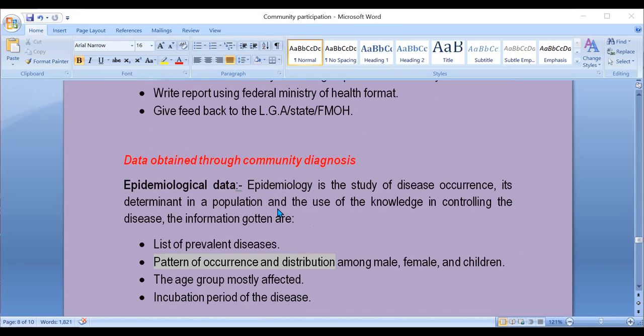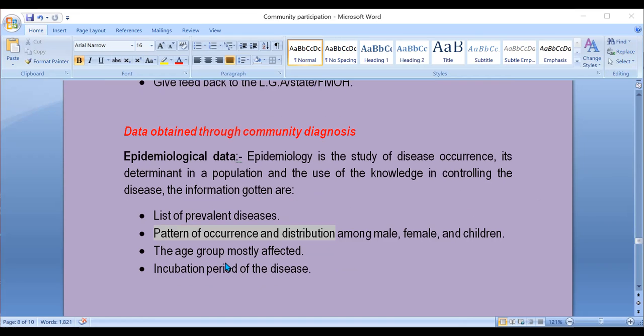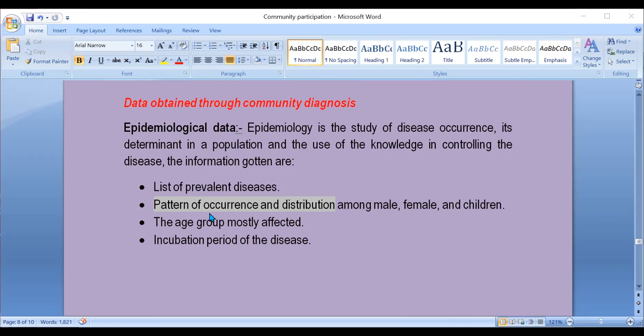What type of data are you likely to obtain from the community during community diagnosis? One, epidemiological data. Epidemiology, which we know is the study of disease occurrence in a population, and the use of the knowledge in controlling disease. So it will give you information such as what type of diseases are available in that community. Who and who is more affected? Is it the children, the elderly, the young? You are going to know from the information obtained.